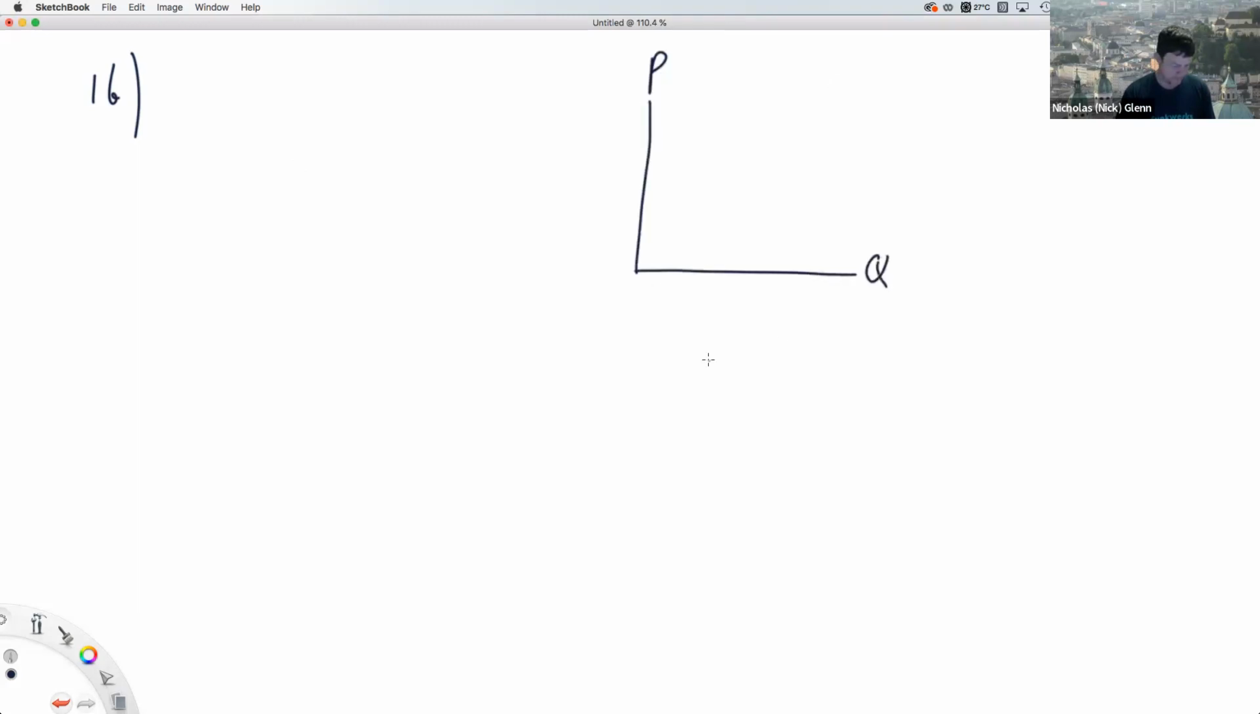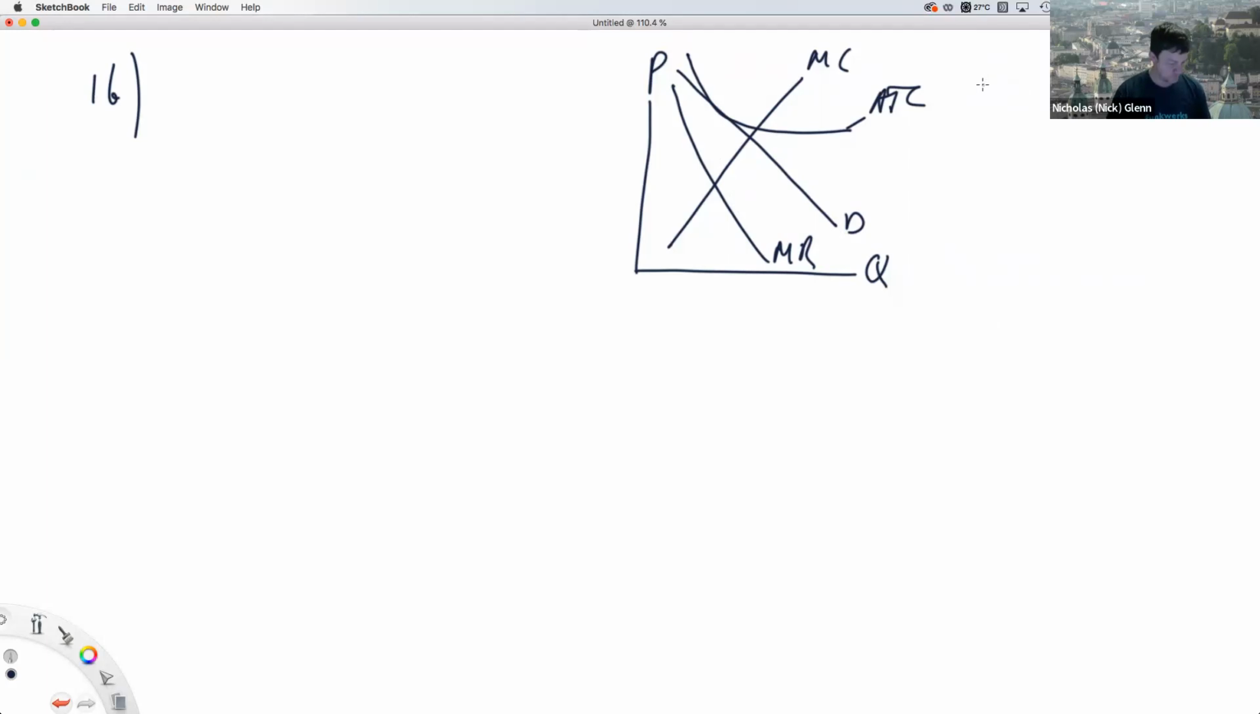All right, so let's finish the rest of this practice exam here. We have this figure 2 here we're going to use to answer 2 questions, 16 and 17. So we'll draw these out. Marginal revenue, marginal cost, demand, average total cost. That's A. Here's B.